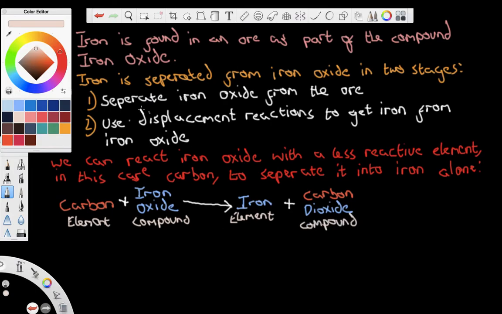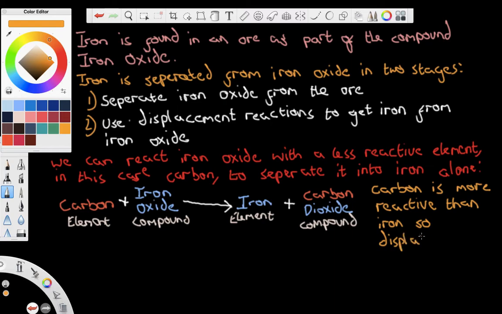And we can say, just to refresh our memories, that carbon is more reactive than iron, so displaces the iron from iron oxide.